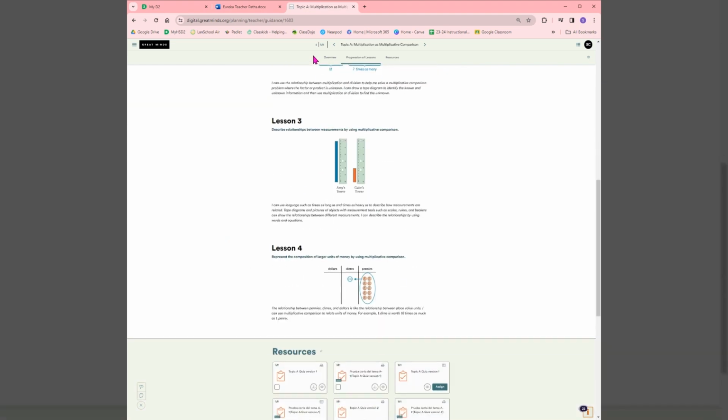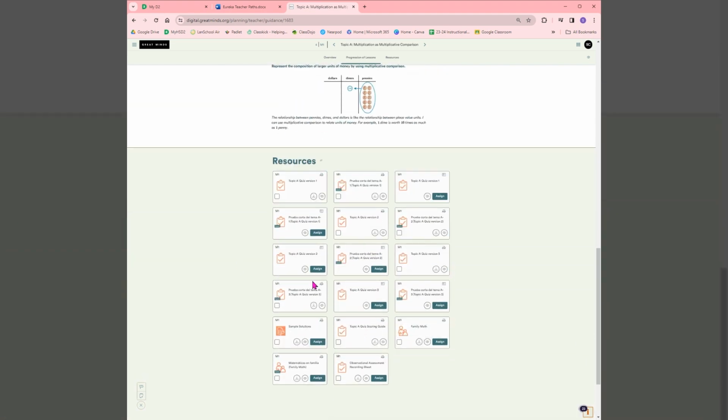And if we go down, we can read through all the lesson progressions. And the study guide is also going to ask you to look at the resources. There are topic A quizzes, and there are always 3 versions every single topic. And there is a family math sheet. Take a look at both and answer the questions in the study guide. Pay close attention to the family math.